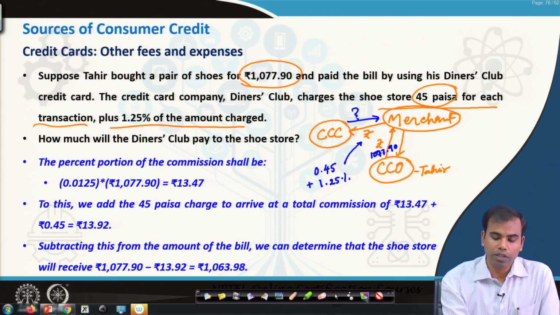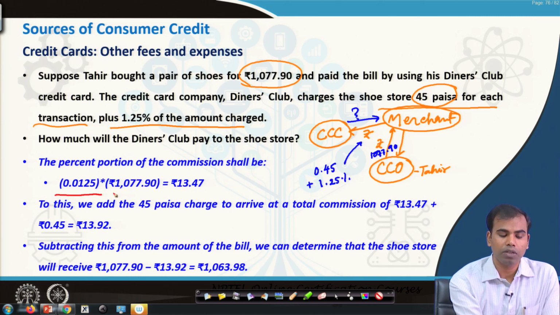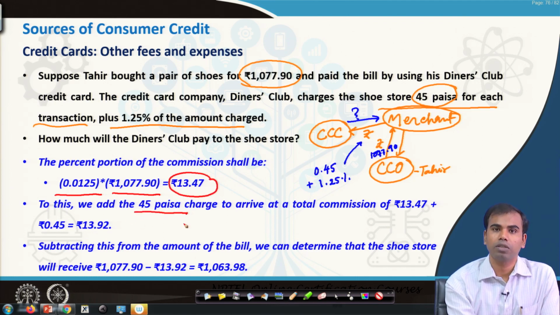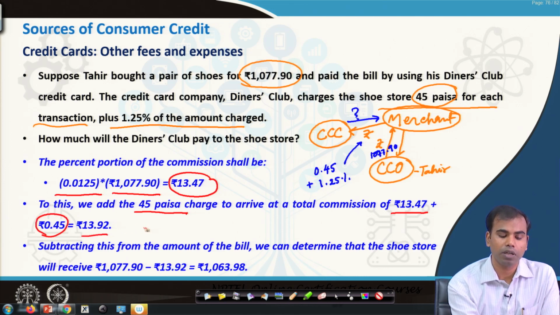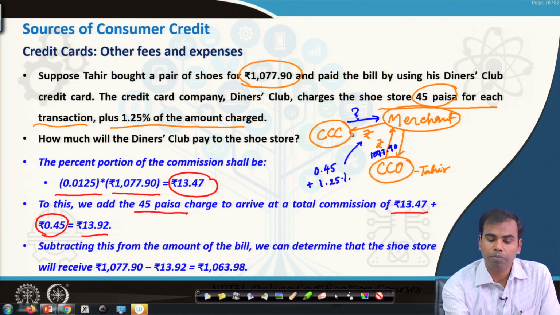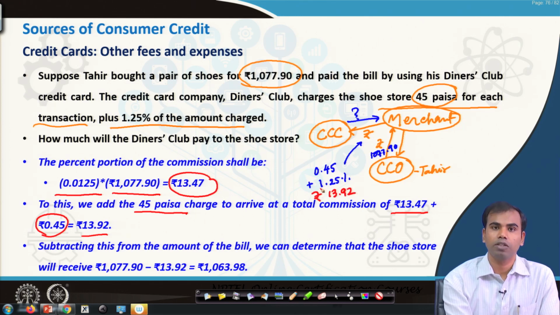Now, the calculation is as follows. The percent portion of the commission shall be 1.25% times the bill amount that was charged. So, 13 rupees 47 paisa plus 45 paisa was charged to arrive at the total commission: 13.47 plus 45 paisa, which is basically 13.92. So, the credit card company will get 13.92 rupees, basically 13 rupees 92 paisa.